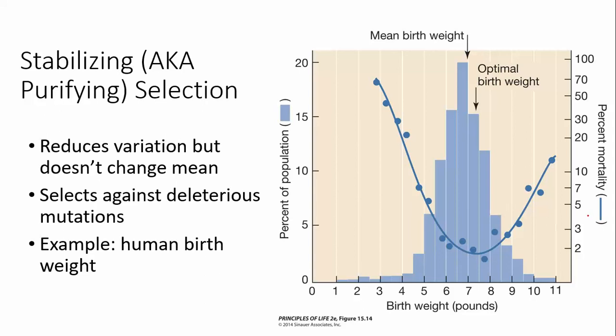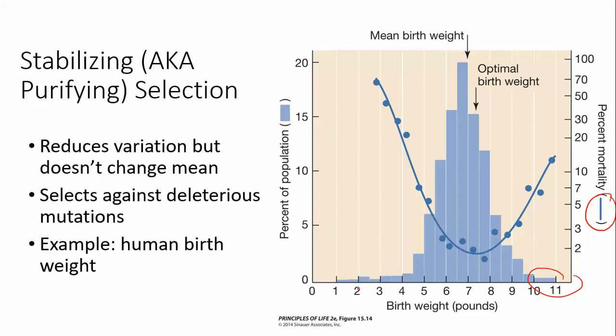And the reason why we see this distribution is because of this right here. The line graph is showing you percent mortality. Basically, the babies who are around this average or optimal birth weight are going to be the ones that survive the best. Because if a baby is too big, like 11 pounds, it's hard to have that baby born without medical intervention. There's a higher risk of the baby getting stuck in the birth canal, or being a disadvantage for its mother's fitness because the mother may not survive the childbirth.